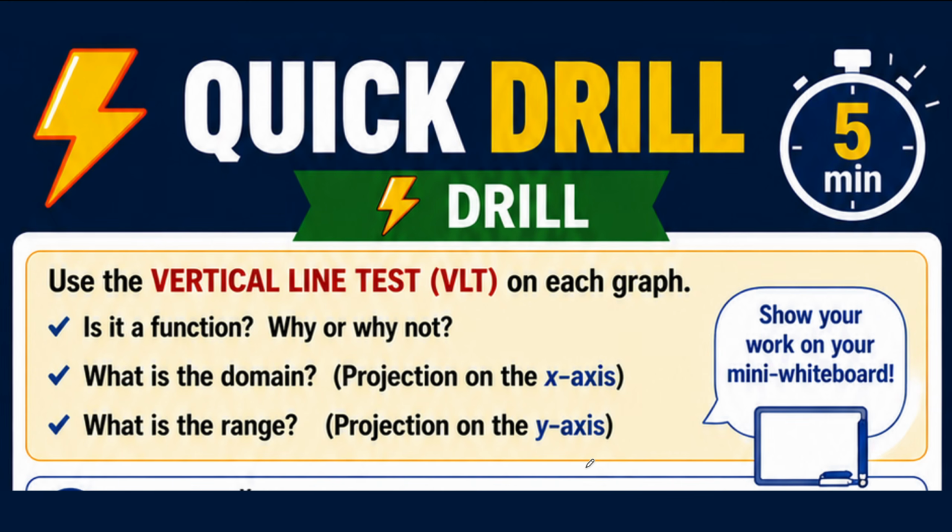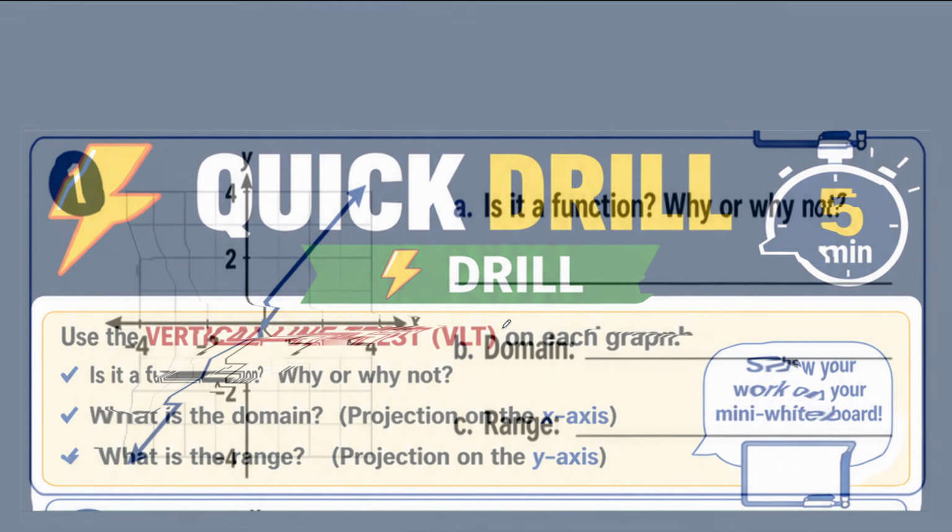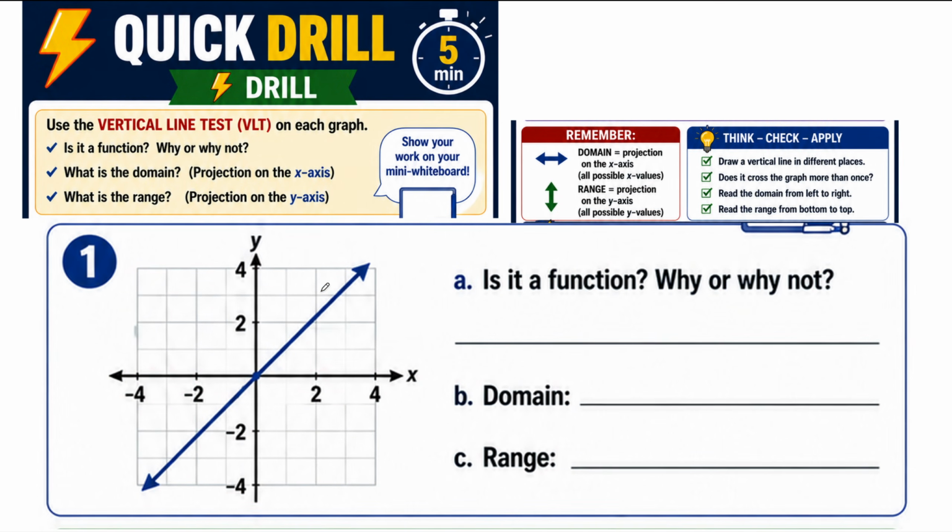So let's have a quick drill. We're going to use the vertical line test, or VLT, on each graph. I want you to identify: is it a function, why or why not? What is the domain? Projection on the x-axis. What is the range? Okay, so here is item number 1. Again, the domain is the horizontal part and the range is the vertical part.